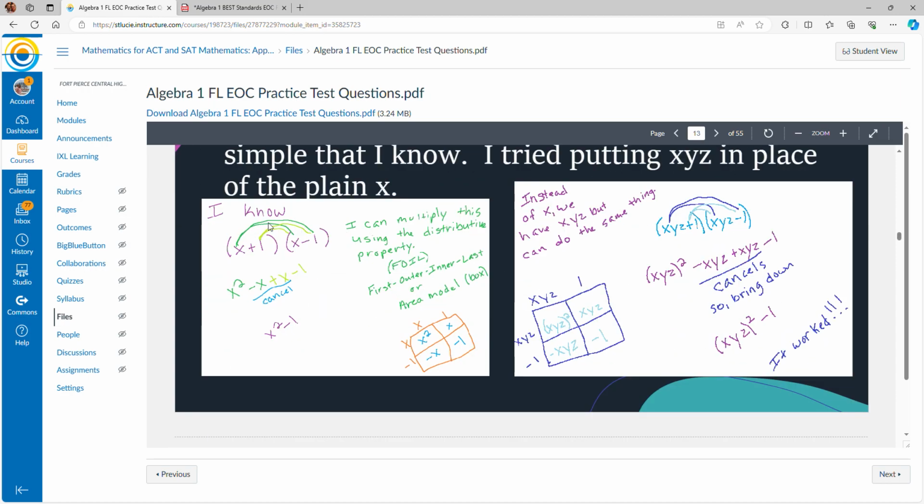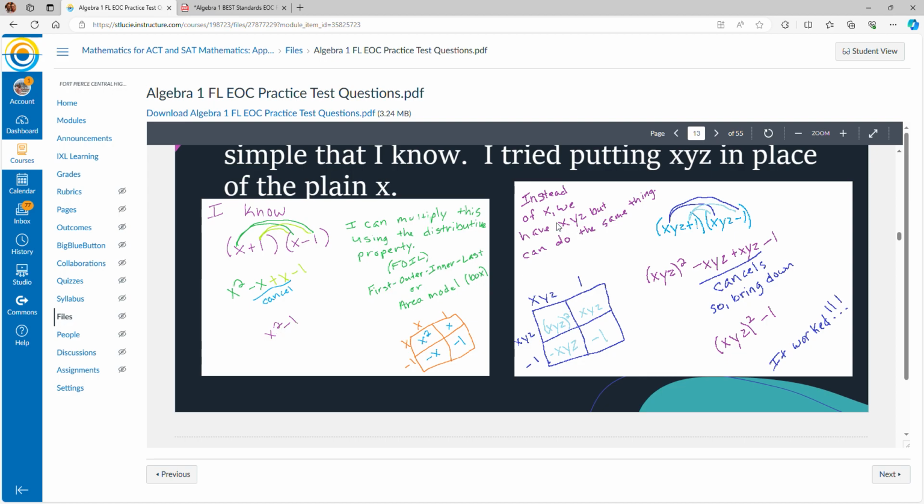So I said that I know X plus 1 times the difference of X and 1 makes the middle cancel out. That turns to X squared minus 1. So I can multiply using the distributive property over on this side, first, outer, inner, last, or I can model using the area model down here in my orange and blue. Either way, I got the same answer.